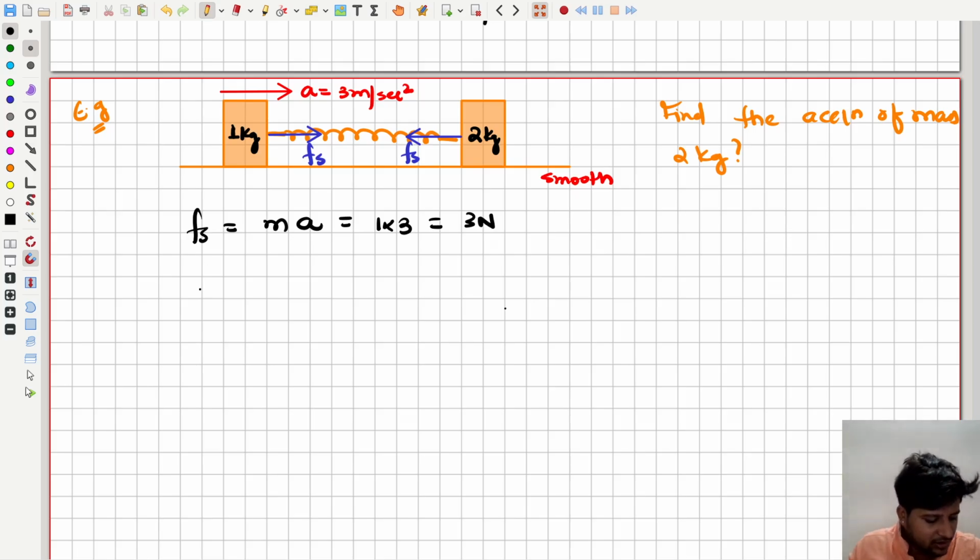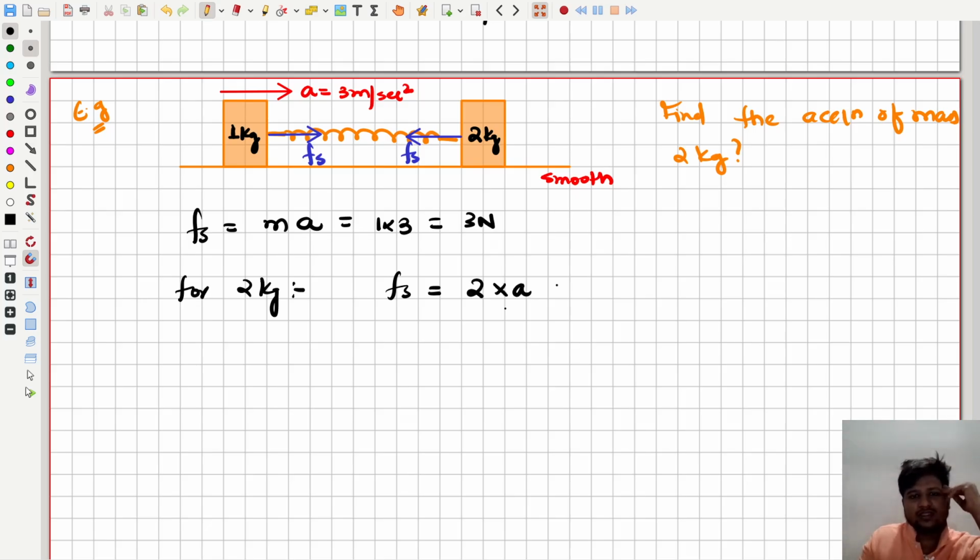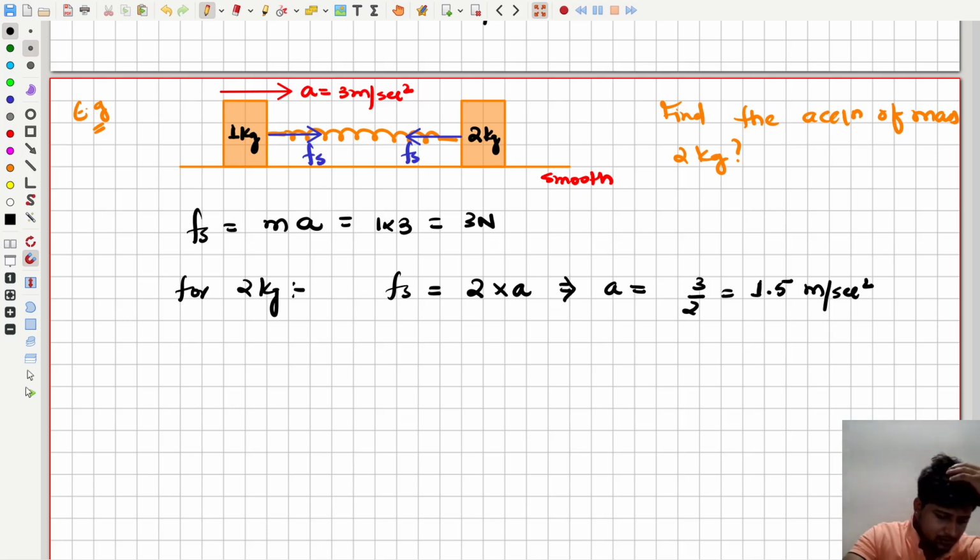Now, 1 minute. I want to draw. Okay. So now, if I look at mass 2 kg, this spring force is my only accelerating force. So Fs is equal to 2 into acceleration. So this means a is equal to 3 by 2, which is how much? 1.5 meter per second square. Are you able to get me or not? Is that clear? Okay.